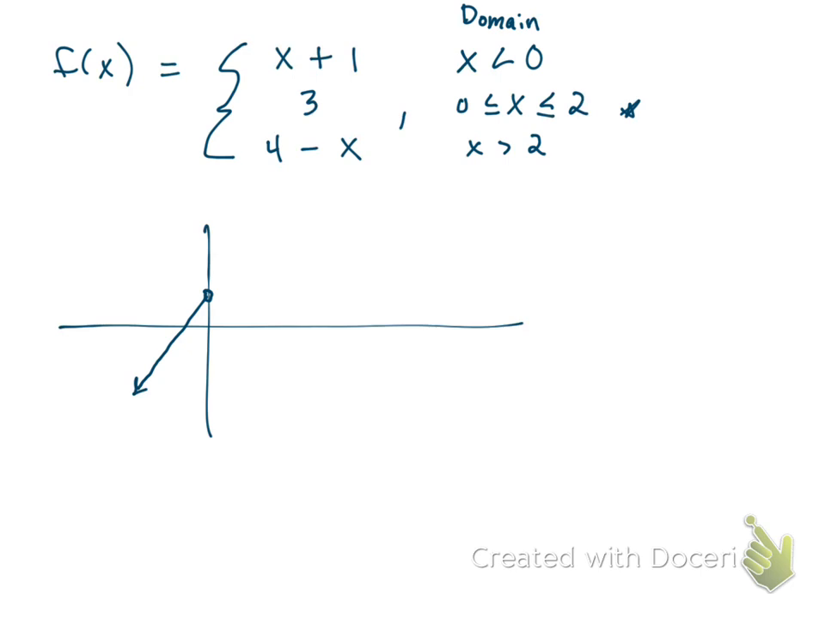And then from 0 to 2. So if I go from 0 out here to x equals 2, I'm going to have a flat line at 3, so I would go up to 3. And that would be that flat line right there at 3. Okay, open circle, closed circle. They're both equal, so they would both have solid points.